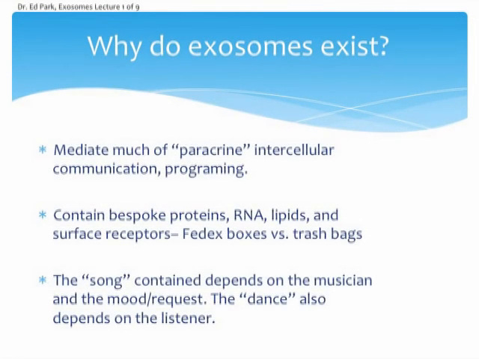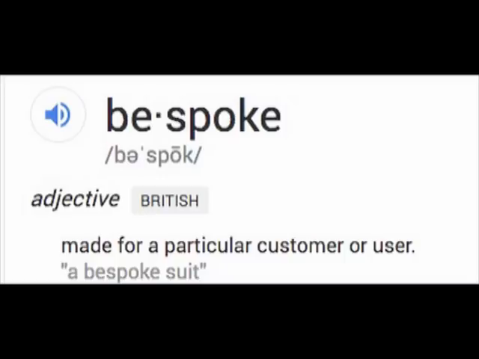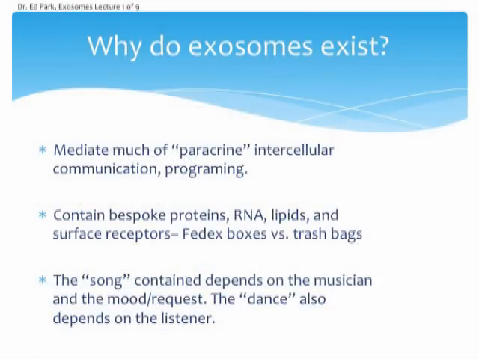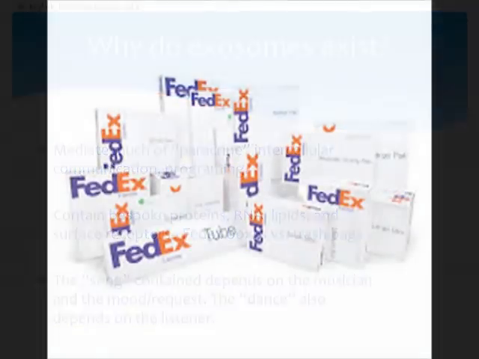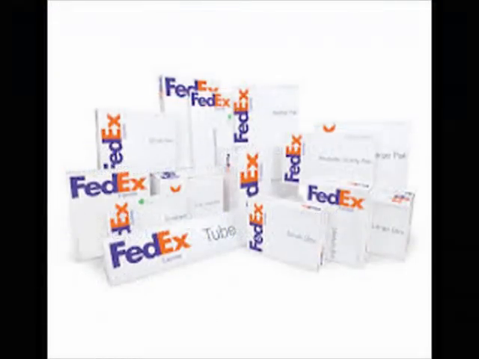So why do exosomes exist? Again, they mediate the paracrine intercellular communication. They help to reprogram other cells, and they really produce bespoke proteins, RNA, lipids, and surface receptors. So they're sort of like FedEx boxes filled with unique gifts inside.